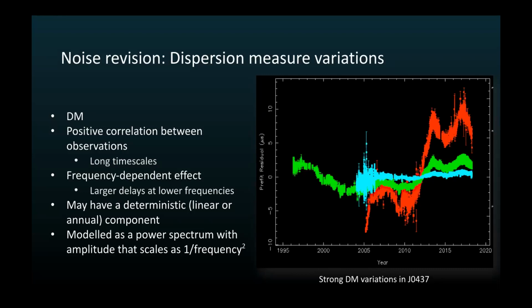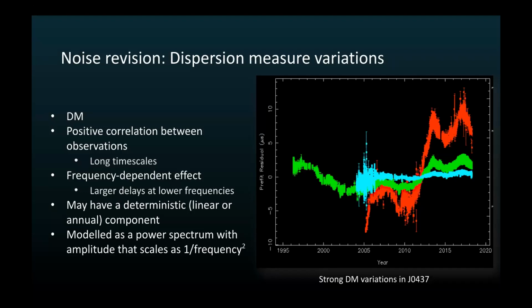And the red timing residuals are from observations in a 40 centimeter wavelength, so a low frequency. The green is a 20 centimeter wavelength, so a bit higher frequency. And the blue is a 10 centimeter wavelength, so an even higher frequency still. So you can see that there's this similar structure, this wavy pattern in the timing residuals, but the amplitude of this pattern is much, much higher at the lower frequencies. And so this is a frequency-dependent red noise process, and it's caused by real changes in the interstellar medium.